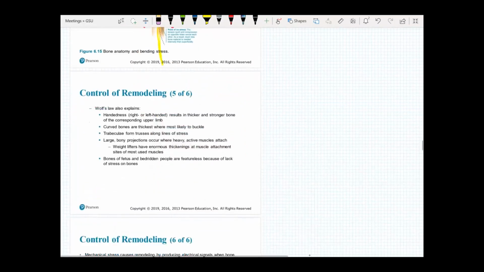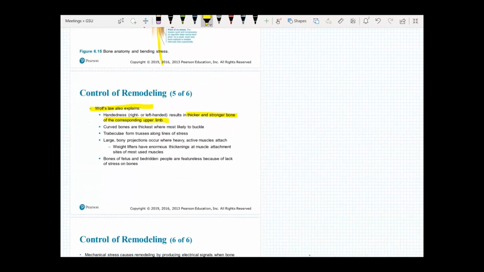So Wolff's law is actually really cool because it explains handedness. Whether you're right or left-handed, whichever one you typically use to write with, that hand will have a thicker and stronger bone. That arm will have a thicker and stronger bone because you're using it more.